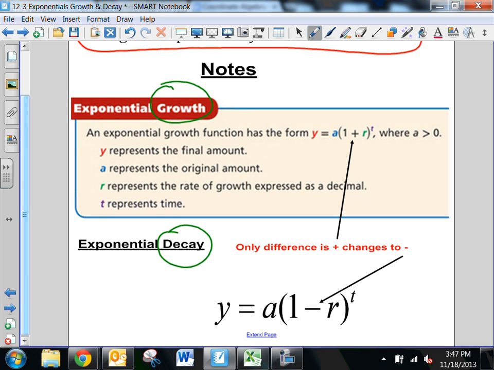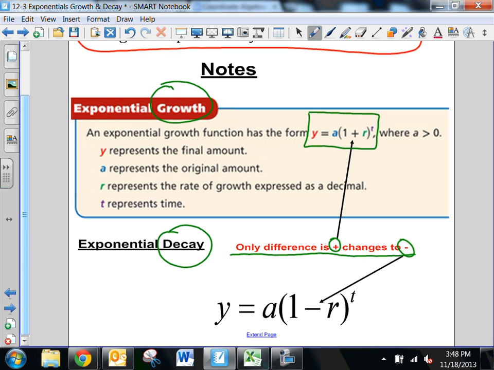If you look at it, the main formula that you need to write down is this: y equals a times parentheses 1 plus r raised to the t power. The only difference, and this is real important, is a plus and a minus. Plus for growth and a minus for decay.